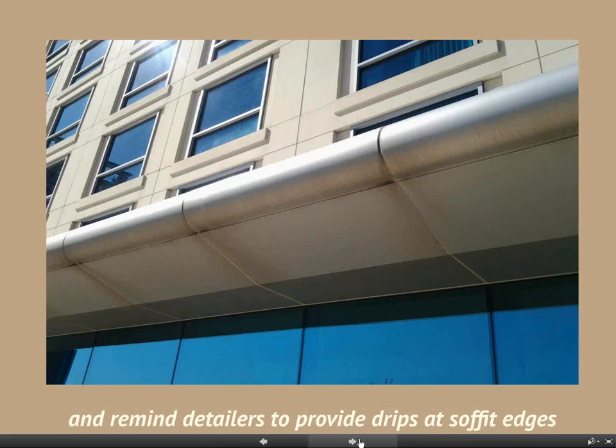And of course, remind our detailers not only to provide drips at the soffit edges so that we don't get this unsightly staining, but also to provide, you notice that there's no soffit vents shown here, and unless that's insulated all the way around, which I doubt, it'll act as a humidity chamber, and you'll get condensation building up in there, and could cause rusting of the steel supports or other damage. And so you have to ventilate those unconditioned spaces.